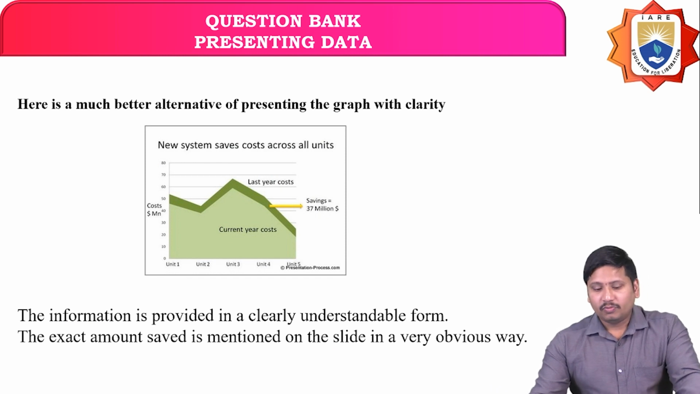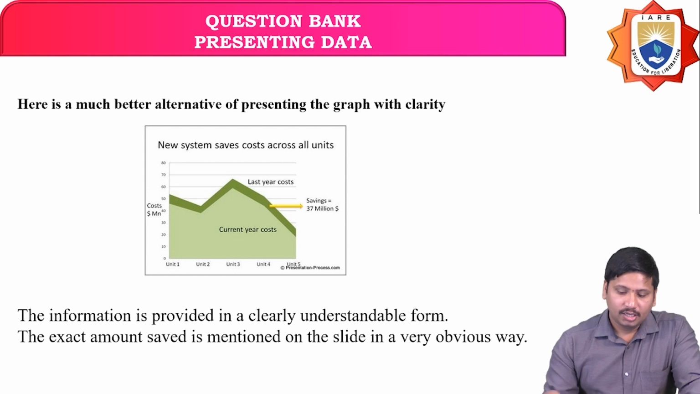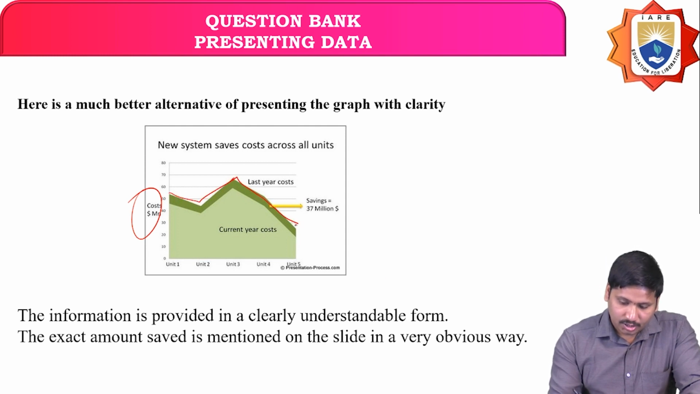So a better alternative for presenting the graph with clarity is a 3D line graph, which is the best one according to that. The information provided should be in a clearly understandable form, and the exact amount mentioned on the slide is not in a very obvious way. So here the cost should be taken on the y-axis, and then the number of units sold last year is this one, and current year is this one.